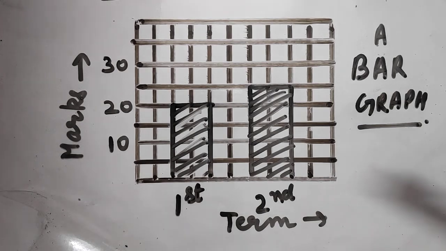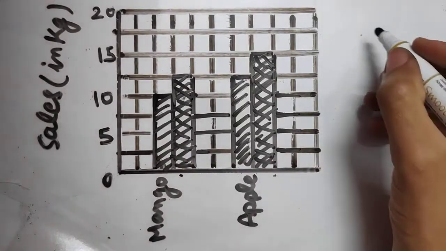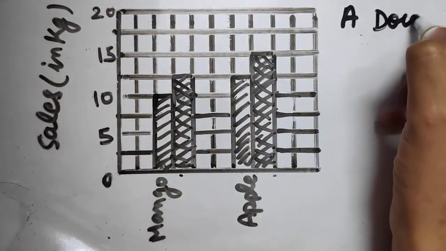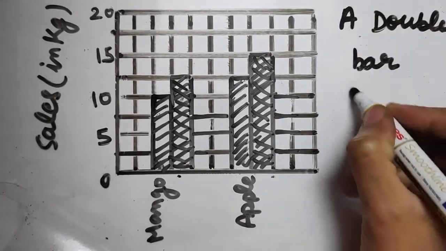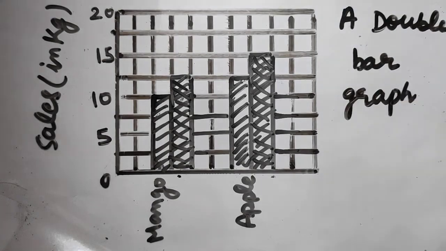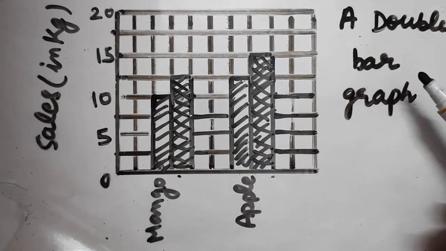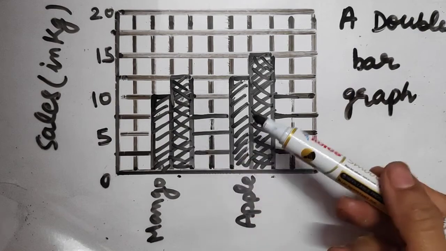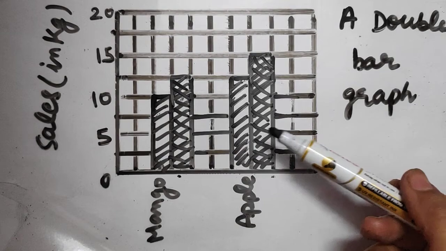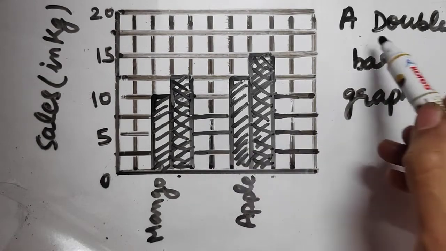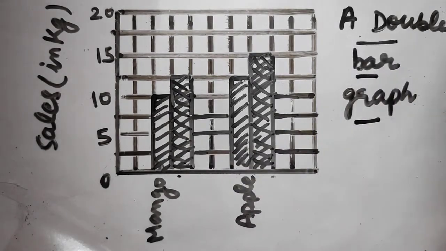Now, bar graph can also have double bars. That is known as double bar graph. Now, I am going to show double bar graph. This is a double bar graph. Basically, a double bar graph is a bar graph showing two sets of data simultaneously. You can see here two bars I have made, and this is basically useful for the comparison of data.